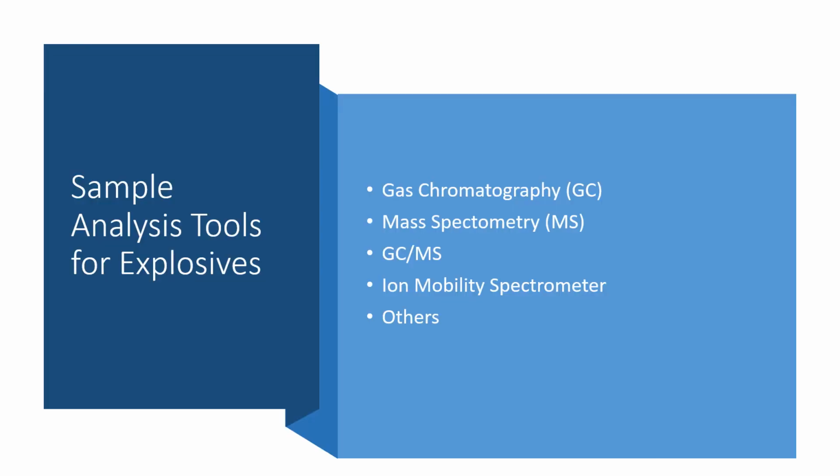And there are some tools that we can set up to analyze in the field for explosives. We can have a field gas chromatography lab set up, a mass spectrometry lab set up in the field. We can do GCMS. We can do ion mobility spectrometry, and some others.